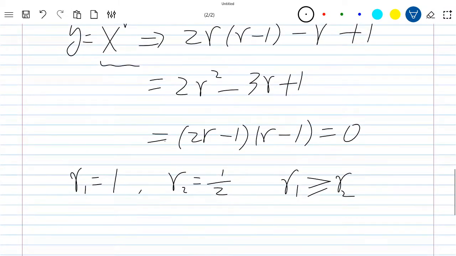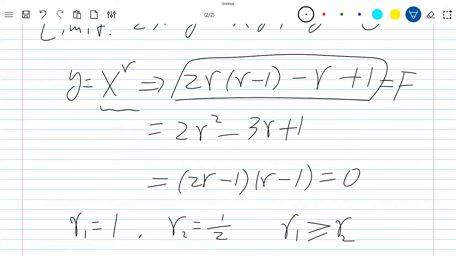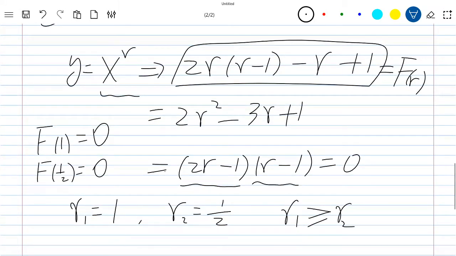So then this function, because it will appear again, let's give it a name. Let me call it capital F of r. And this r can take different values. For example, what is F of 1? Well, you plug in r equals 1, you will see it's 0. And F of 1/2, that's also 0, right? And F of any other number wouldn't be 0, right? So we just call this function F of r.